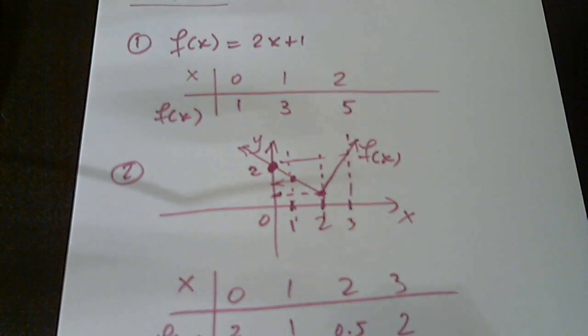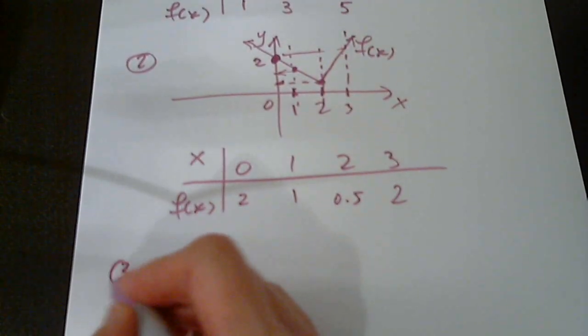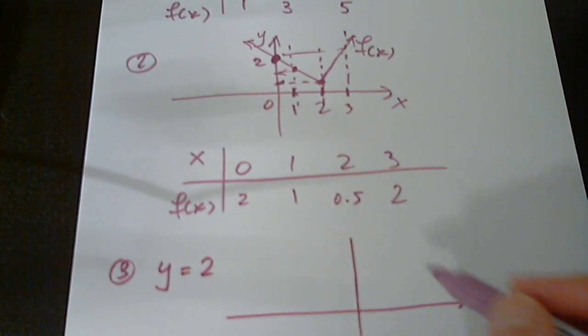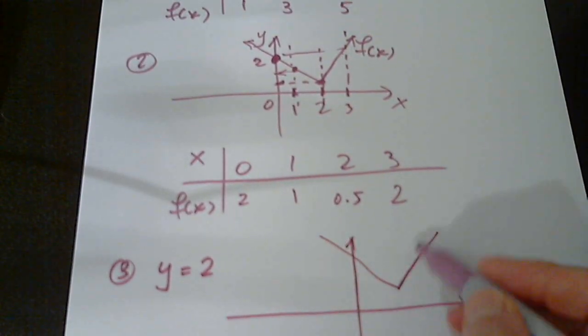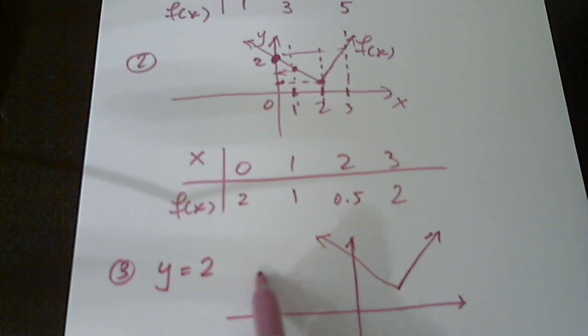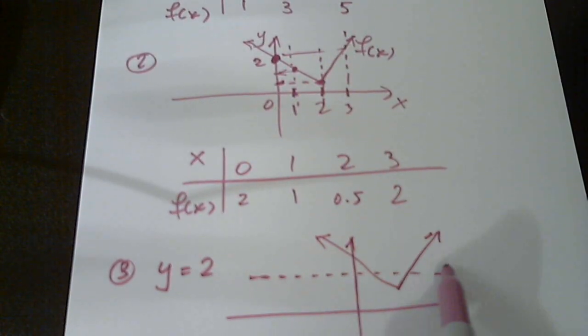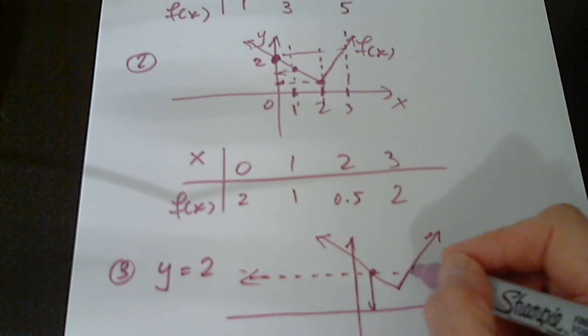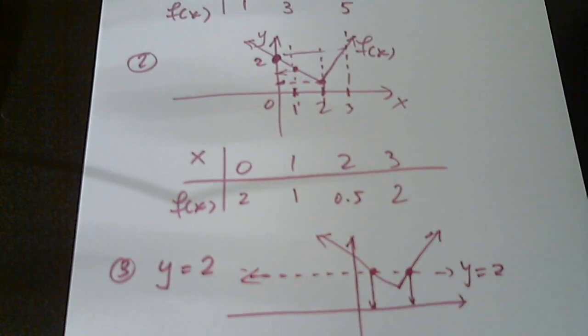So if you're given y, remember we talked about that. If you're given y, let's say y equals 2, and let's suppose this is the graph, then you draw a horizontal line at 2. So you draw y equals 2 and you read the x values. Is that what the question was all about?